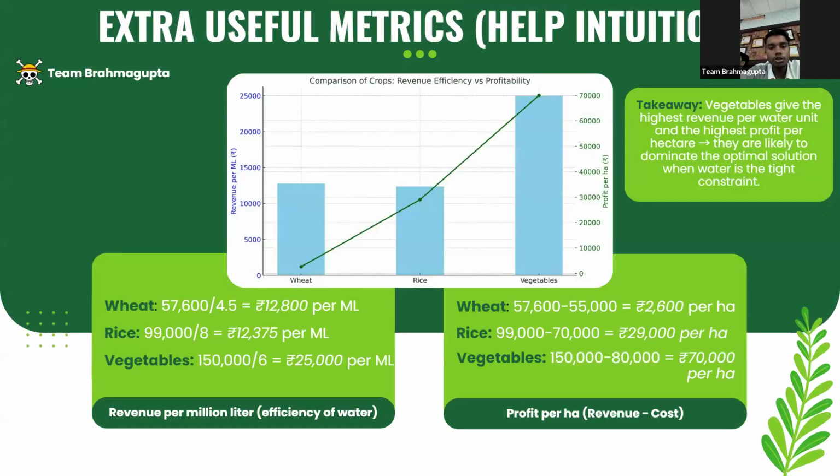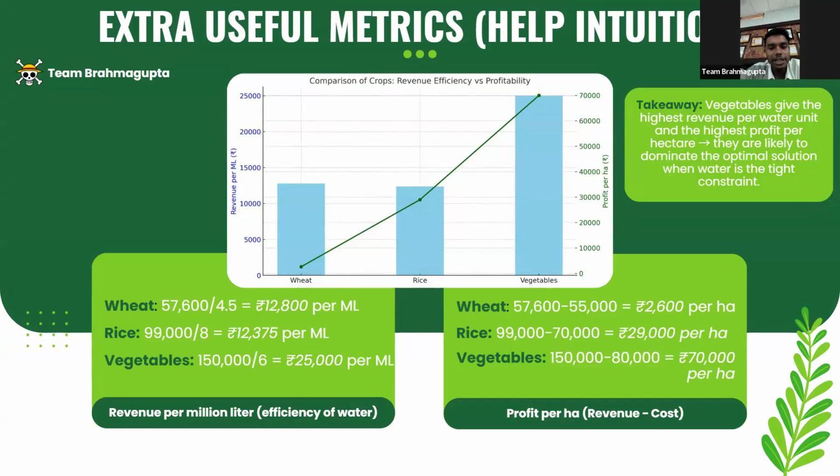Now I'm going to show you another data point, that is how much revenue we are generating per million liter of water used. To calculate the revenue per million liter of water used, we must divide the revenue per hectare by the million liters of water used. So if we divide 57,600 by 4.5 million liters of water, we can calculate that for wheat we are generating 12,800 rupees of revenue per million liter.